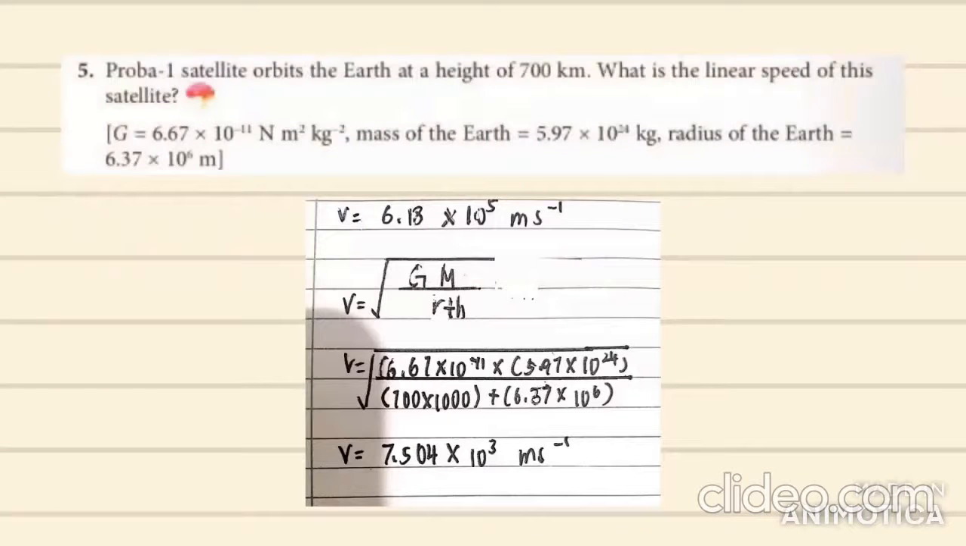Question 5. Proba 1 satellite orbits the Earth at a height of 700 kilometers. What is the linear speed of this satellite? G equals 6.67 times 10 to the power of negative 11. Mass of the Earth equals 5.97 times 10 to the power of 24 kilograms, while the radius of the Earth is equal to 6.37 times 10 to the power of 6 meters. We're going to use the formula v equals square root of GM over r plus h. And we will get the answer v equals 7.504 times 10 to the power of 3 meters per second.